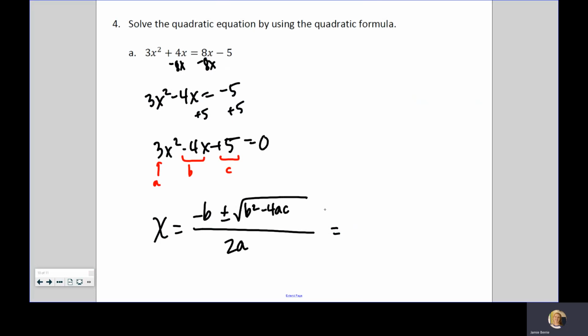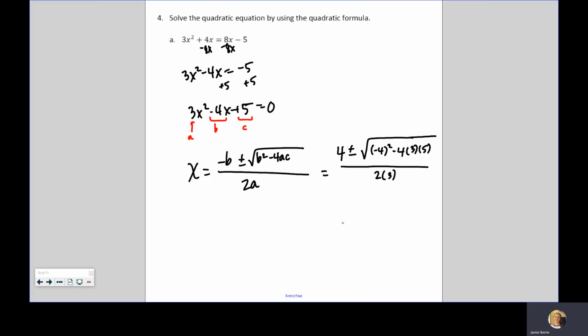So negative b, so it's negative 4, which is positive 4, plus or minus the square root of b squared, so that's negative 4 squared, minus 4 times a times c, so times 3 times 5, all over 2 times a, so that's 2 times 3. All right, so I would highly suggest that you simplify inside of the radical first. Remember, that's called the radicand, with a D. All right, so negative 4 squared is 16.